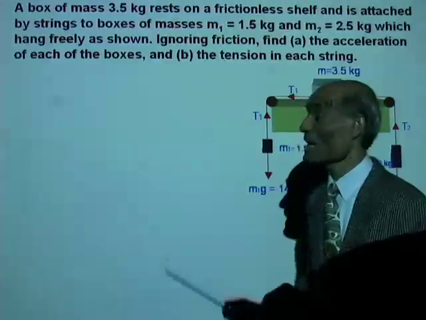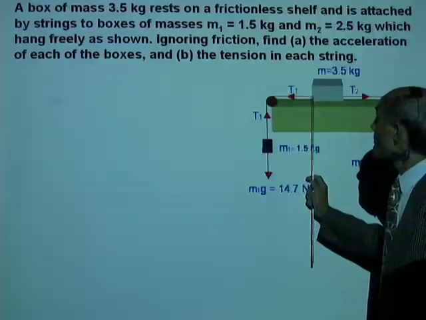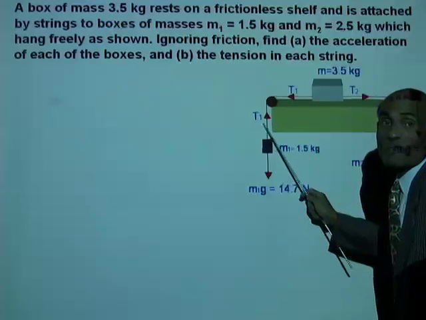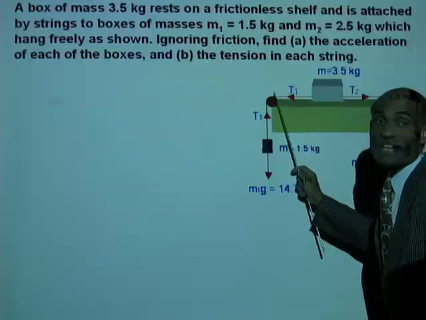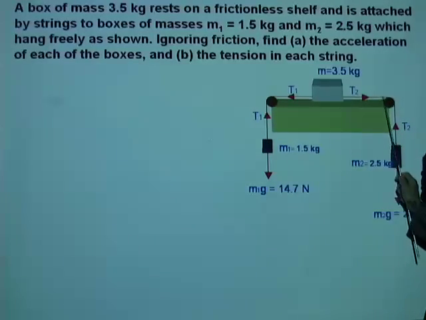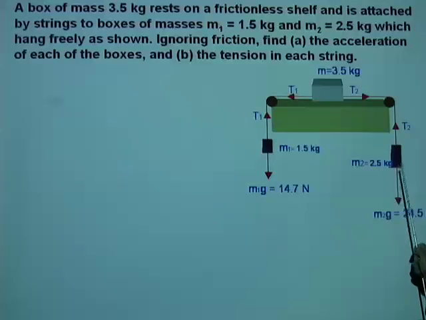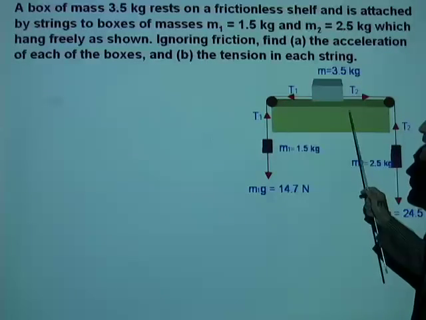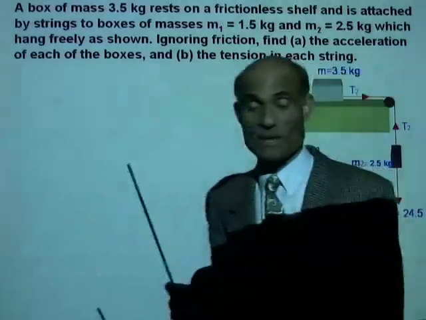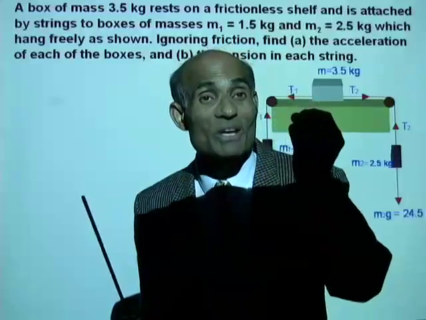Now here there are two pieces of string. A string that connects the top mass with the left mass, that is this. There is a tension T1 on that string, and the second string connects the 3 kilogram mass to the 2.5 kilogram mass, and the tension on that string is T2. That means there are going to be 3 variables here and 3 equations.